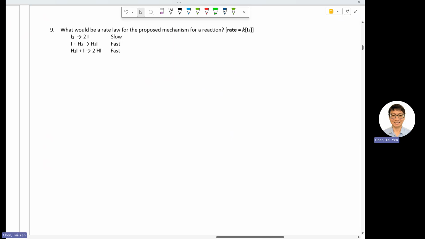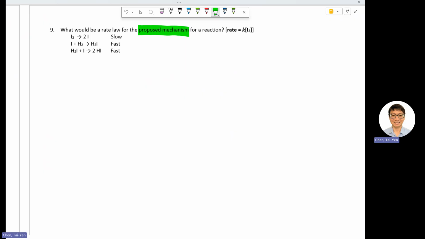Okay, so this is a common question you're going to see for the elementary step. You're going to see a question like this: what would be a rate law for the proposed mechanism for a reaction below? Then it gives you 3 elementary steps, right? So the keyword here is proposed mechanism. Every time you see the keyword mechanism, it tells you the things you're going to see will be related to the elementary step.